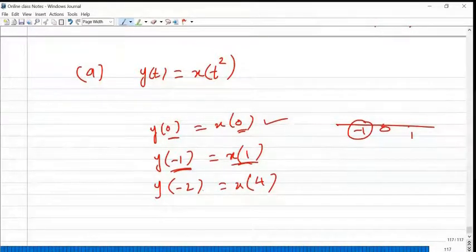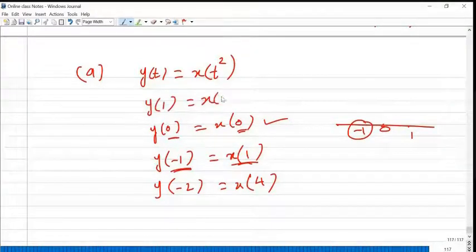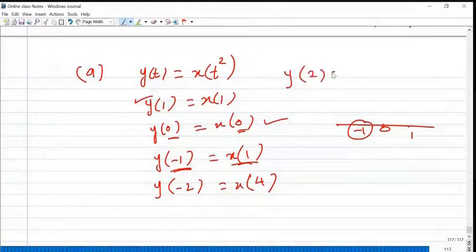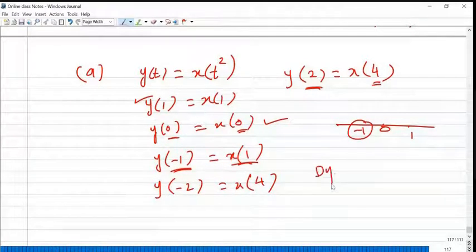At t equal to minus 2, the system output depends on the future input x of 4. If you substitute y of 1, x of 1. Now here it is satisfied. You substitute y of 2, x of 4. Present time t equal to 2, but the output of the system depends on future input, that is t equal to 4. Okay. So this is dynamic system.